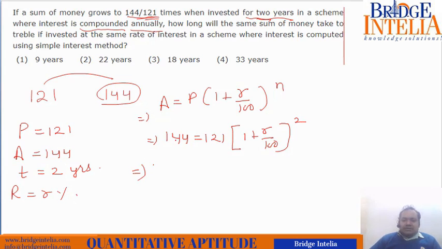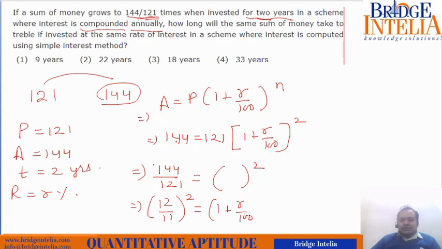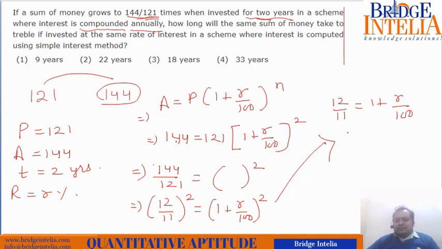So from here, you can say 144 by 121 is equal to something square. So this is 12 by 11 square. So 12 by 11 whole square is equal to 1 plus R by 100 whole square. So let's find the value of R. So it means 12 by 11 is equal to 1 plus R by 100. So if you bring this one this side, 1 by 11 is equal to R by 100. So R comes out to be equal to 100 by 11%. So 100 by 11% is the rate.